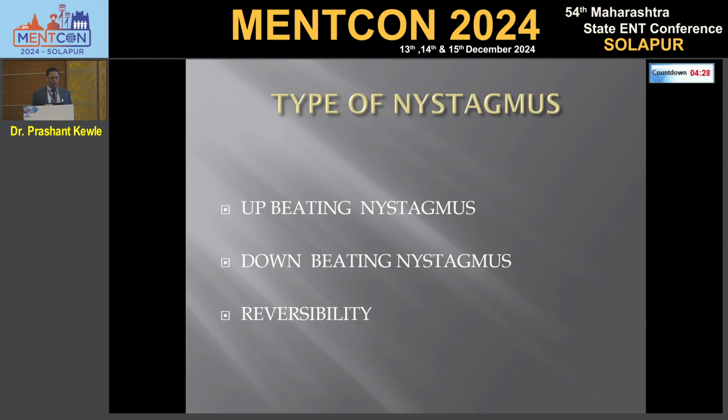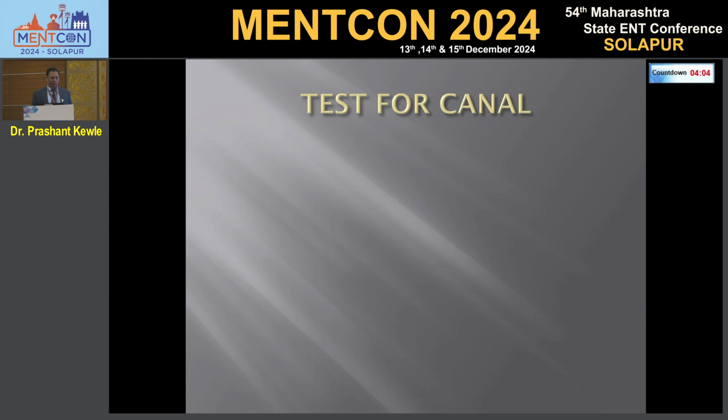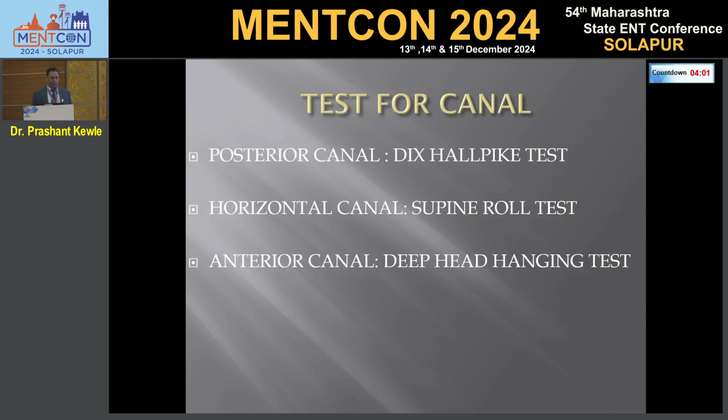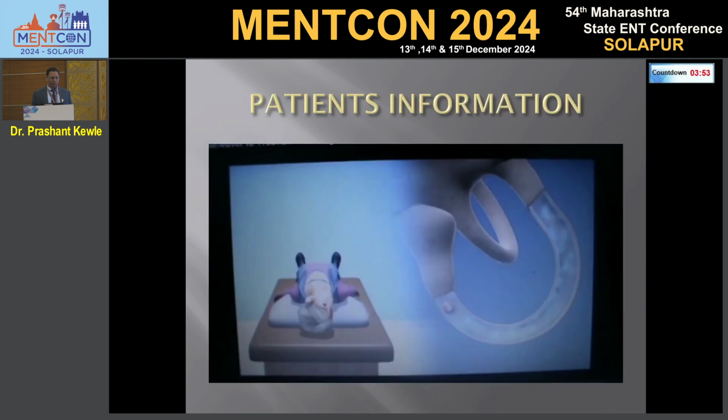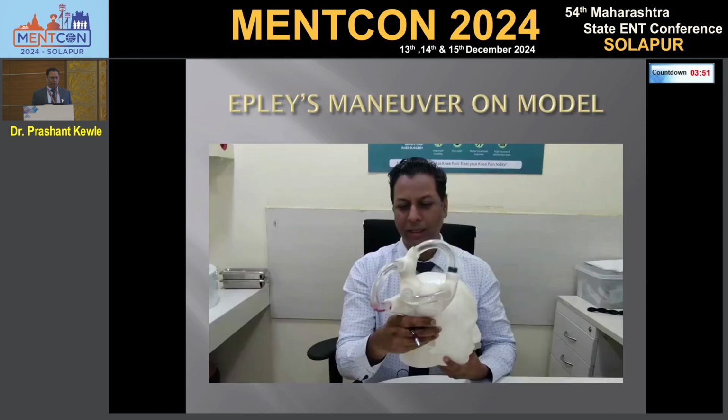So it is up beating for the posterior canal, down beating for the anterior canal. Up beat means toward the forehead. You will see nystagmus like this. Right and up beating, torsional. And in the anterior canal it will be down beating. Right, like this. And reversibility. So this you have to see when you are doing the test for Dix-Hallpike, lateral canal and other things also. So these are all tests for the canals. For the posterior canal we have Dix-Hallpike. For the lateral canal we have the supine roll test. For the anterior canal, the deep head hanging test. I will show now the Epley how it looks.